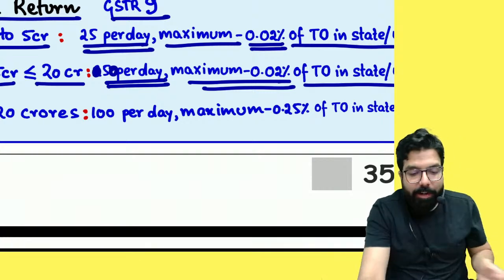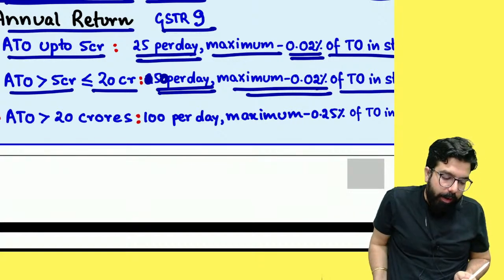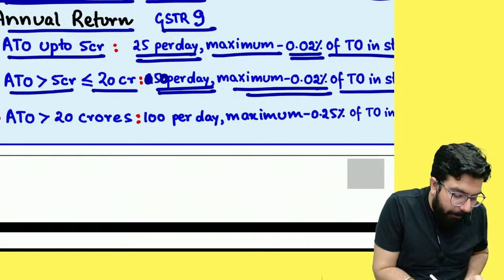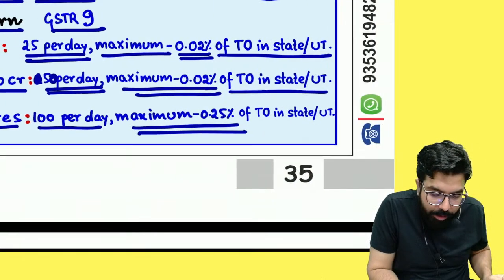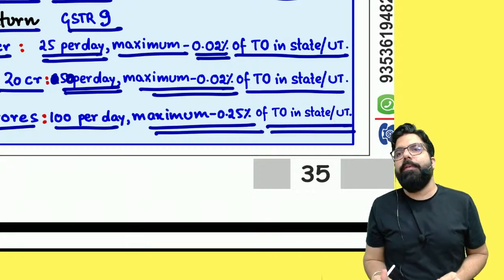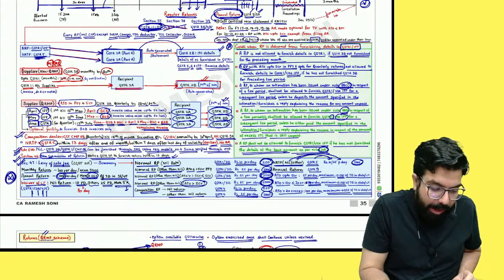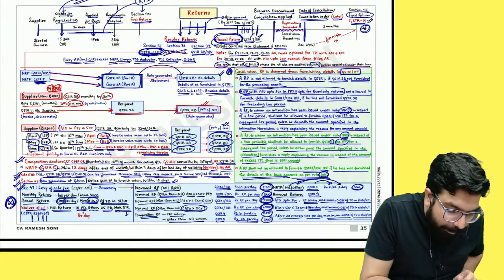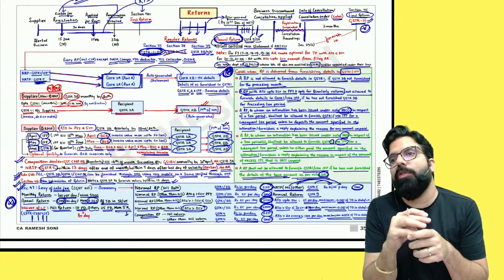But sir, what if my turnover is more than 20 crore? If your turnover is more than 20 crore, then it will be 100 rupees per day and maximum will be how much? 0.25% of the turnover in state or union territory. Are we clear, everyone? People, one small question can come from this late fee. Please be very careful. Other than that, what I have told you, when your GSTR1 and invoice furnishing facility will be blocked, that is also important.